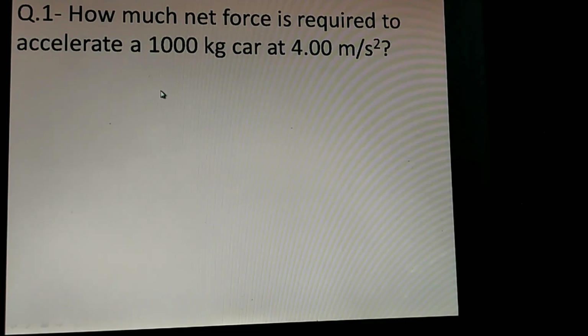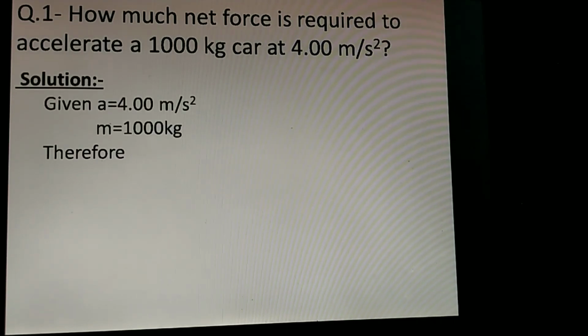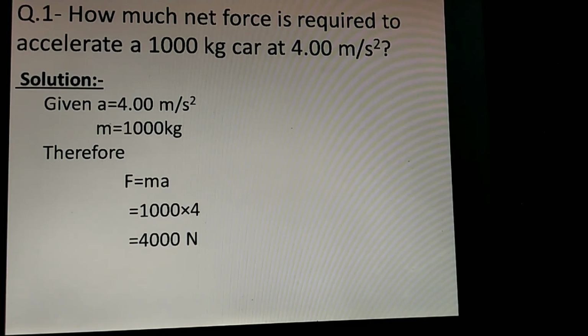So as per the question, whatever values are given, first we have to write all those values. Given is a equals 4, acceleration is equal to 4 meter per second square, mass is 1000 kg. Now as per the requirement we will put the formula of force, that is force is equal to mass into acceleration. Now substitute all the values in this, that is 1000 multiplied by 4, and after this we will get the answer 4000 Newton. So this is the total force which is required to accelerate a 1000 kg car at 4 meter per second square.